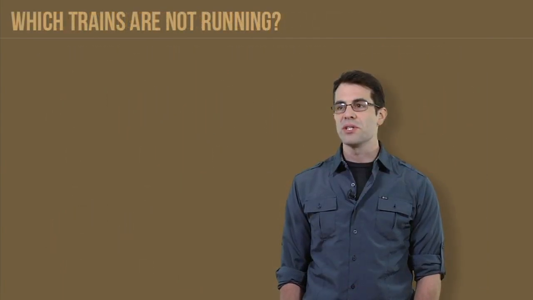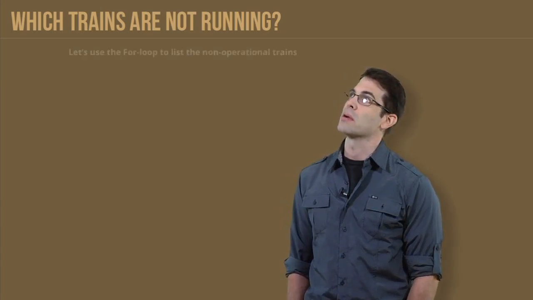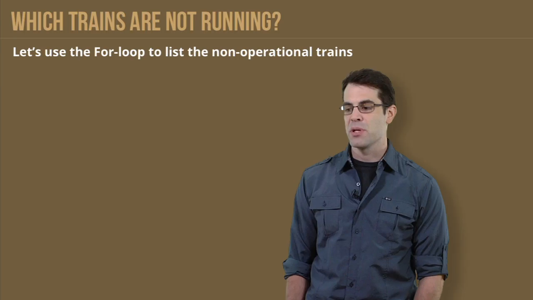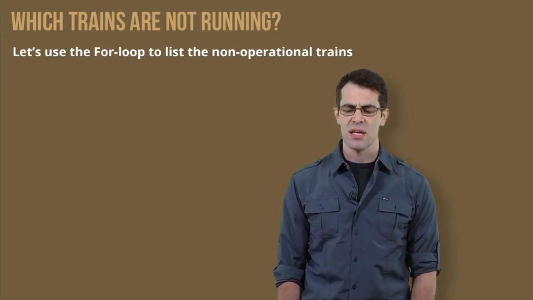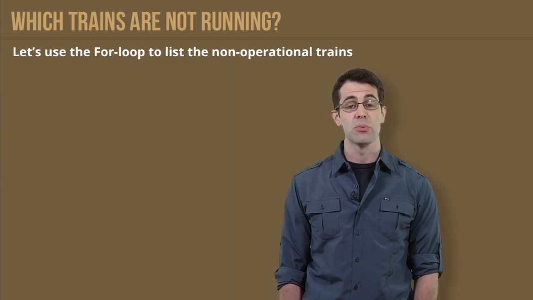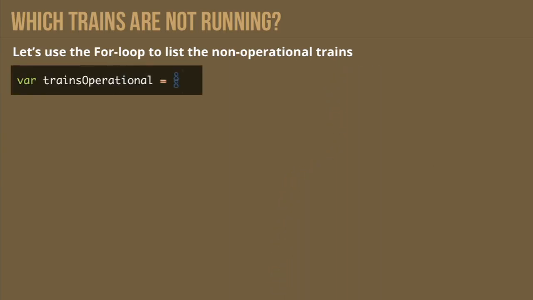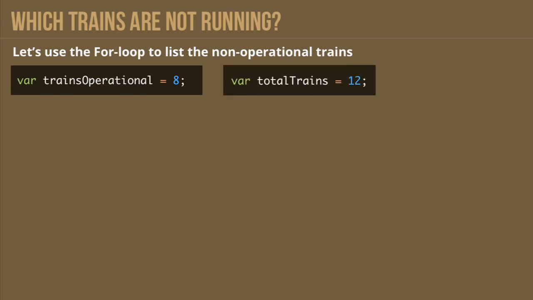So let's see which trains are not running. Well, we know we have 8 operational trains today, so probably the very first train will be 9 that's not running. But we have to think about how to put that into the for loop a little bit creatively. So we know we have 8 operational trains and 12 total trains.